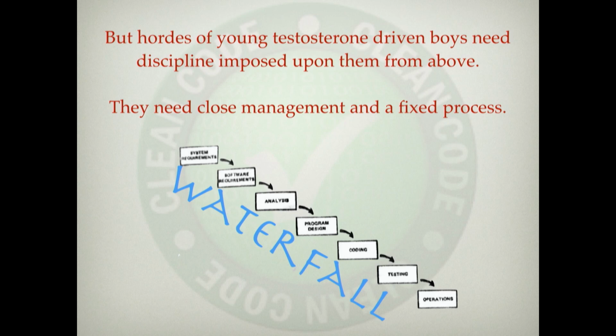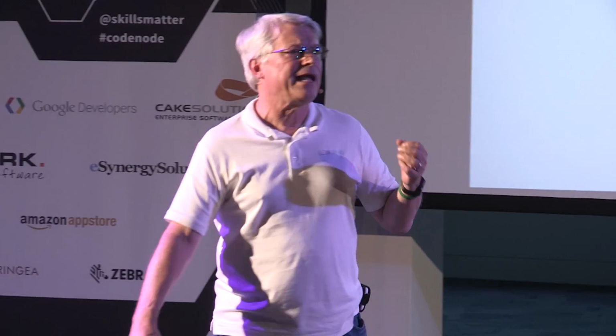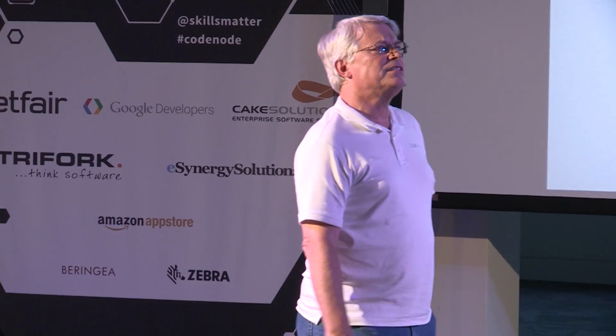But hordes of young testosterone-driven boys need discipline imposed upon them from above. And what better discipline than the waterfall model? In 1970, Winston Royce creates this model. He creates it as a straw man to say, hey, this doesn't work.